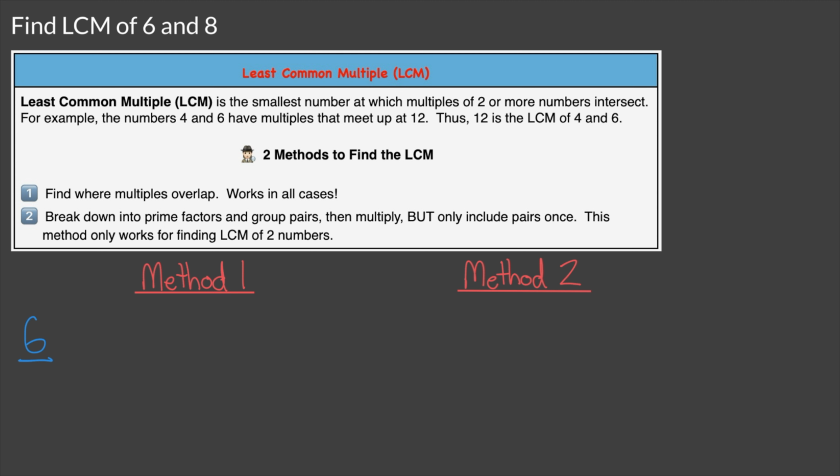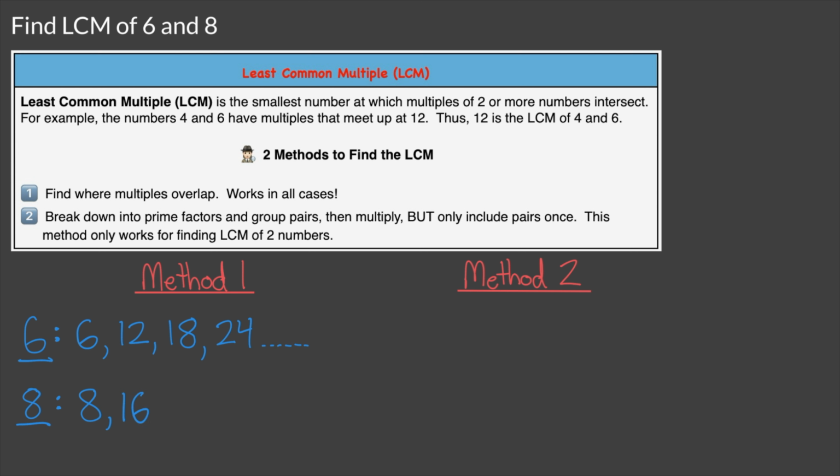So we're going to find the multiples of 6 and 8 and see where they overlap. Let's start with 6. 6 times 1 is 6. 6 times 2 is 12. 6 times 3 is 18, 6 times 4 is 24, and so on. Now we'll go to 8. 8 times 1 is 8. 8 times 2 is 16.